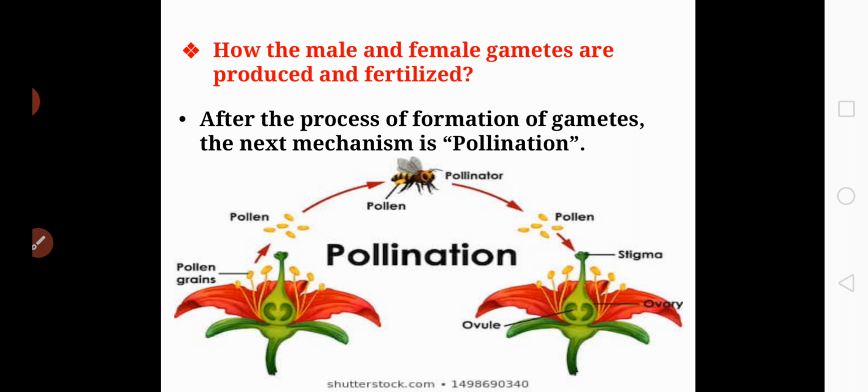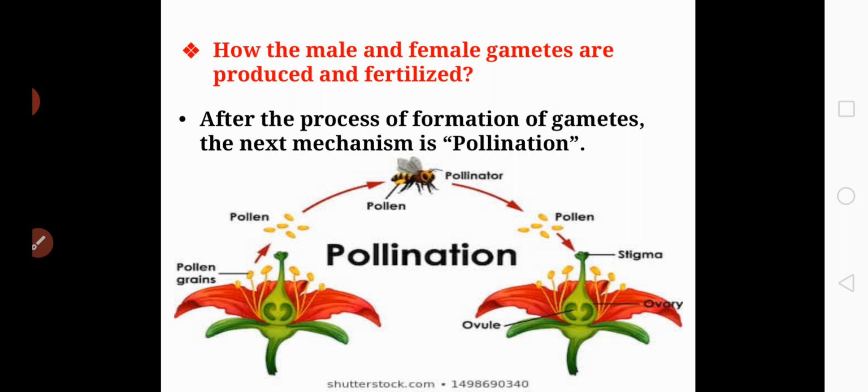Now, after the formation of male and female gametes, the next process is pollination. So what do you mean by pollination? It is the process of transfer of pollen grains from the anther to the stigma of a pistil. Okay, so as soon as the male gametes are formed, the pollen grains are transferred from the anther to the stigmatic portion of the pistil.